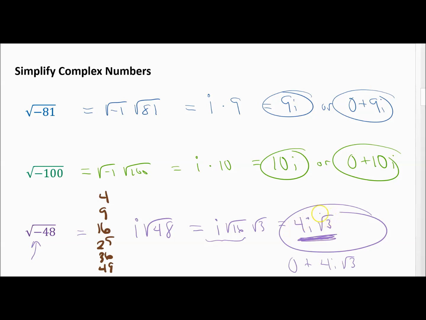And the reason they put the square root at the end is so you don't accidentally take that bar too far across and write it over the i or over the 4. If you put it at the end, it doesn't matter how far you draw that bar, you're not going to accidentally put it over the 4 or the i.